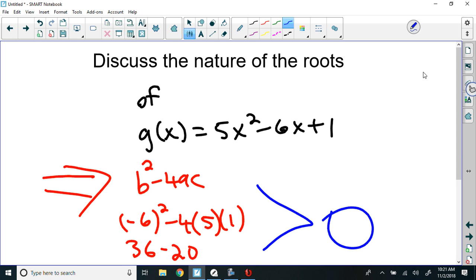Does that make sense? So if you encounter a question that says discuss the nature of the roots, hopefully now you'll be prepared to understand. They just want me to find the discriminant and interpret that. If it's 0, there's 1 repeated solution. If the discriminant's positive, there's 2 real ones. If it's negative, there's 2 imaginary ones, and there wouldn't be any x-intercepts on the graph. Got it?